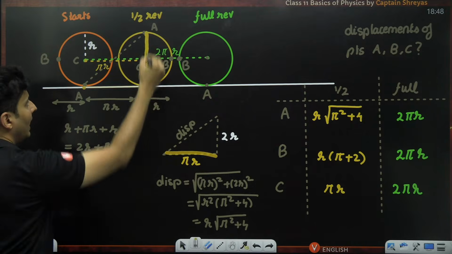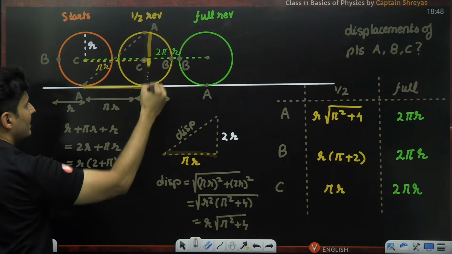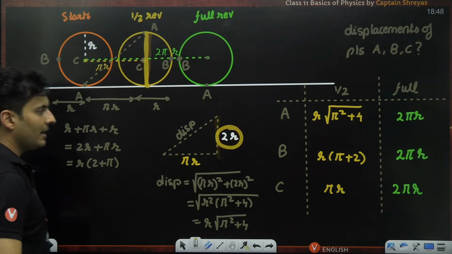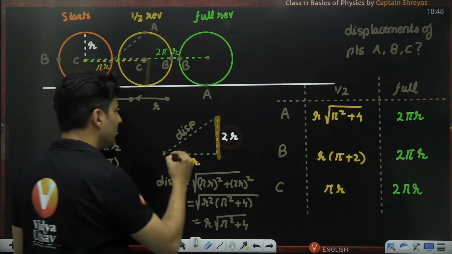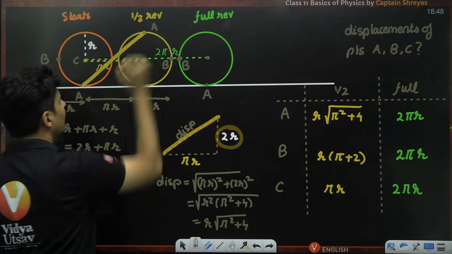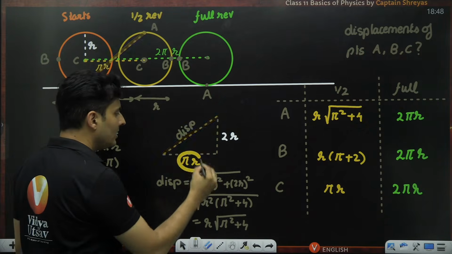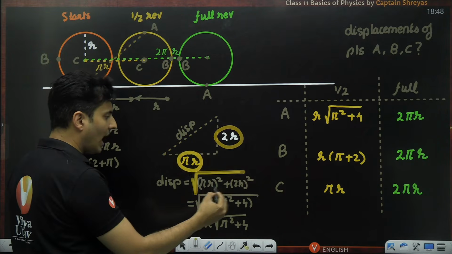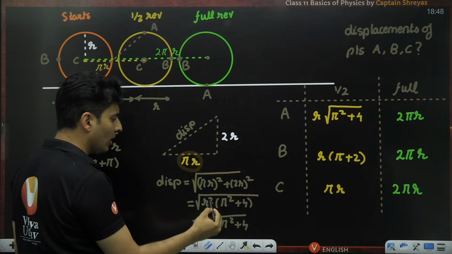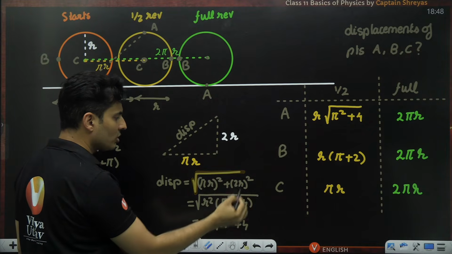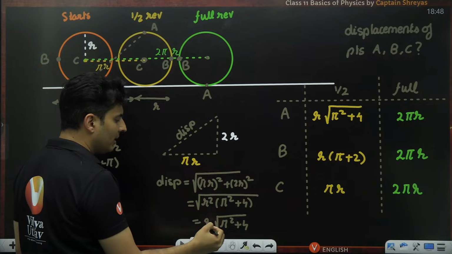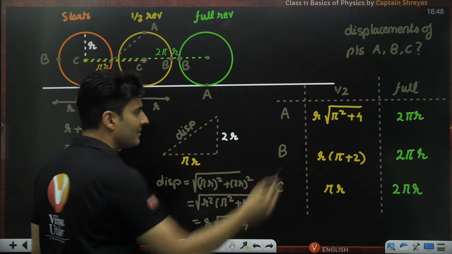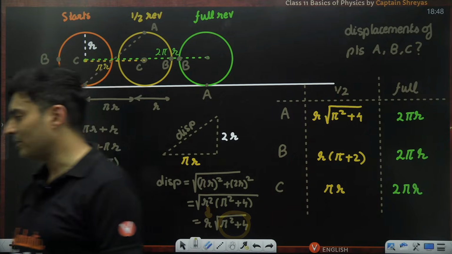What about the height, guys? It is r plus r, which is the diameter, which is nothing but 2 times the radius. So now this displacement, which is exactly this one, will be this square plus this square, whole thing under the root. So r square is common. So I took common. Pi square is there here. 2 square is 4. So r square under the root will become r, and the remaining thing is as it is. So that is the displacement of point A in half revolution.